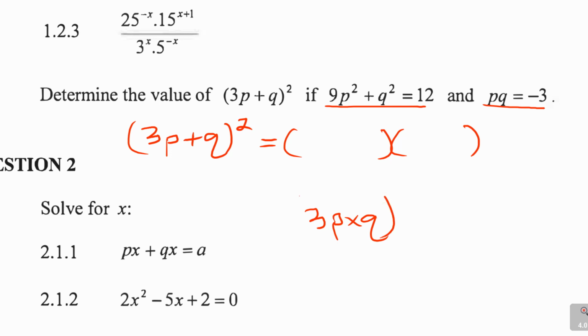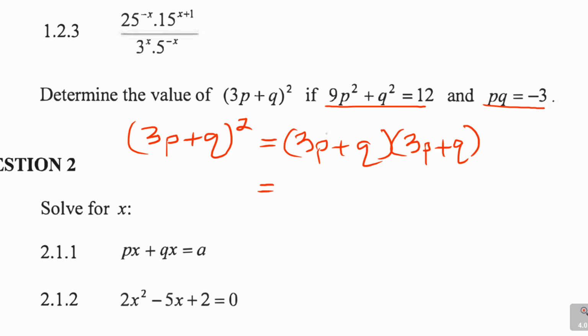If there was a 2 here, then you're allowed to say, because of the times, you're allowed to take this inside. It must affect 3p and q. Are you with me? But because of the plus, you can't do it. It means it's twice. So I've got 3p plus q and 3p again plus q. Don't say minus q. It's not a difference of 2 squares. It's a square, meaning it appears twice.